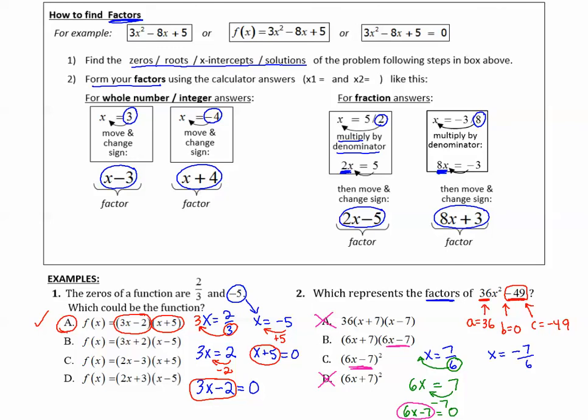Let's look at the other one. Denominator, multiply. So 6x equals negative 7. Move the negative 7 by adding 7, so 6x plus 7 equals 0. The other factor I'm looking for is 6x plus 7. That's what this one has, so B is the correct choice.